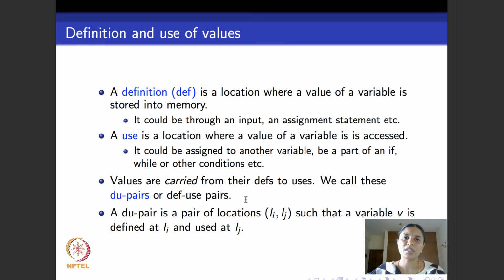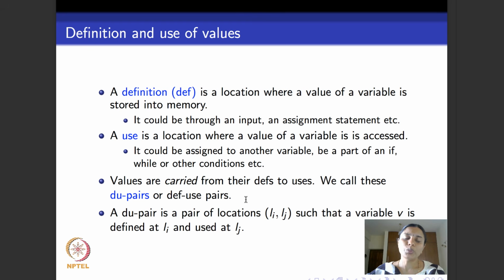Just to recap, what is the definition of a variable? We use the word def for short. It's any location in the program where a variable's value is stored into memory. Assignment statements, input statements, parameter passing, procedure calls through parameter passing, all these could be places where a variable's value is defined. Now, a defined variable has to be put to use.